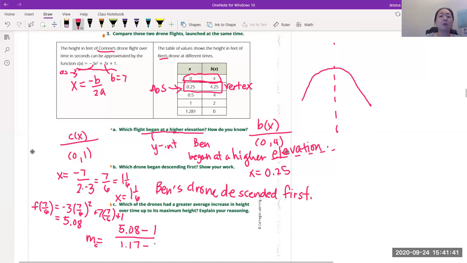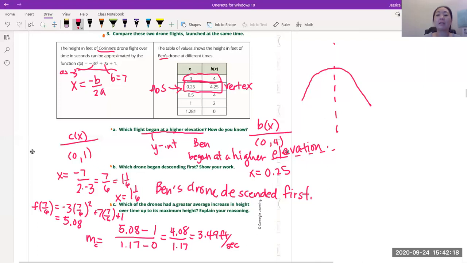1.17 minus, well, what was the original time? That was at time 0, right? So there we go, time 0. And what do we get? 4.08 over 1.17, which you get 3.49. So about 3.5. So 3.5 feet per second, you can say. All right, because remember it's always like over 1. So about 3.5 feet per second.